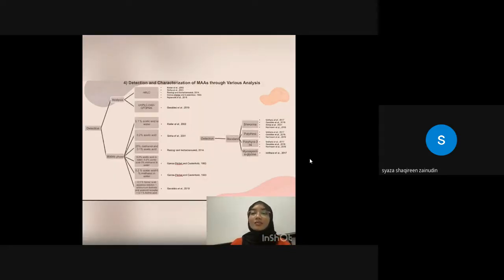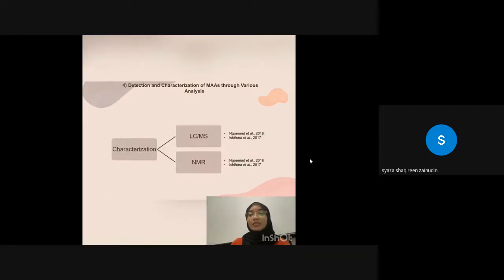Among the analyses to detect MAAs that had been recorded were HPLC and UHPLC-DAD, QTOF-MS. And the samples were eluted with mobile phase that varies for every study. And based on the previous studies, the detection standards documented were shinorine, porphyra-334, palythine, and also mycosporine-like amino acids. And the peak identification was done by comparing retention time with these standards. And after MAAs were detected, some studies had further analyzed their MAAs for characterization using LCMS and NMR analysis.